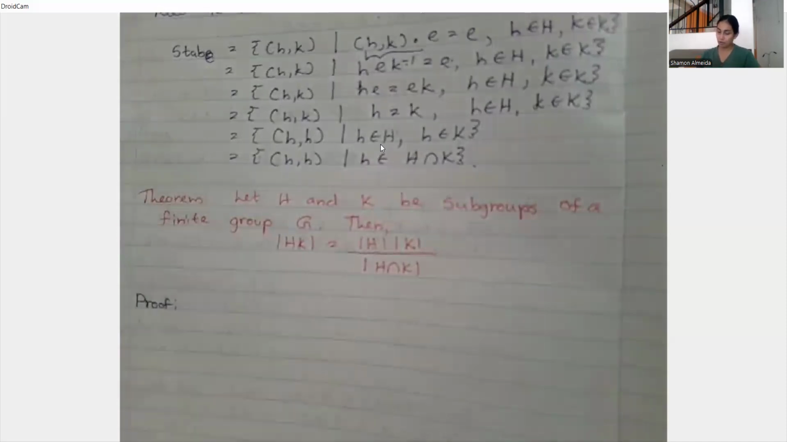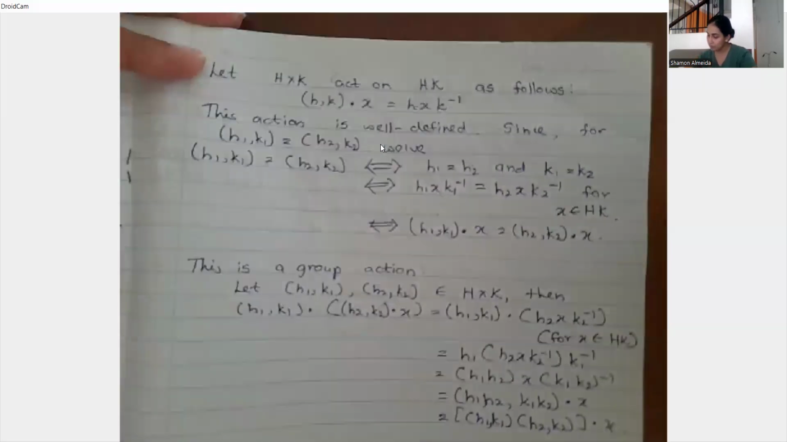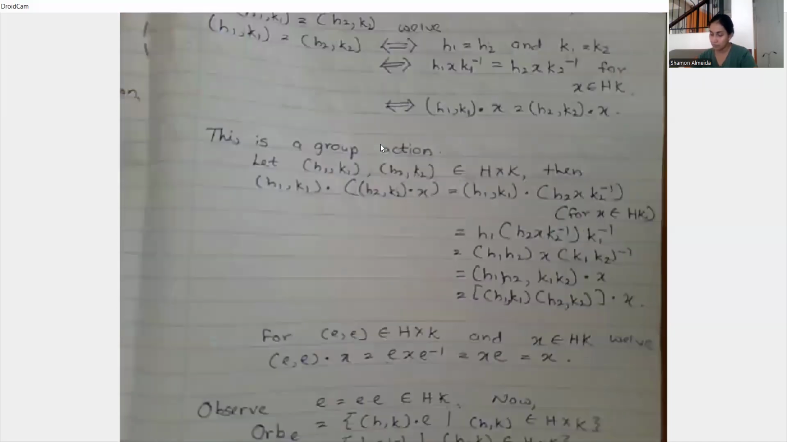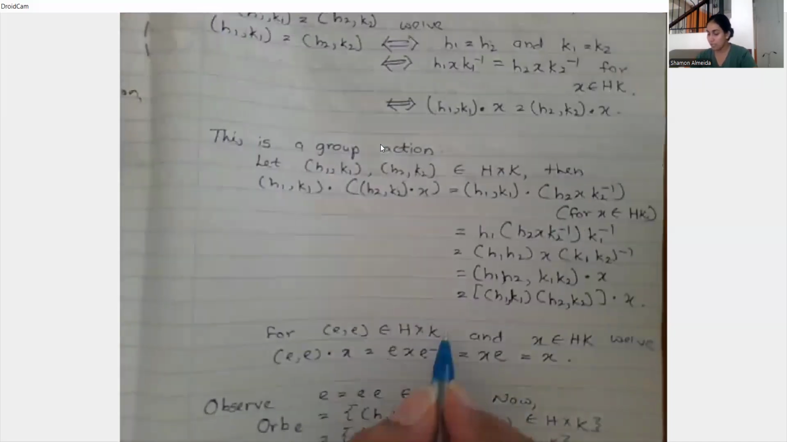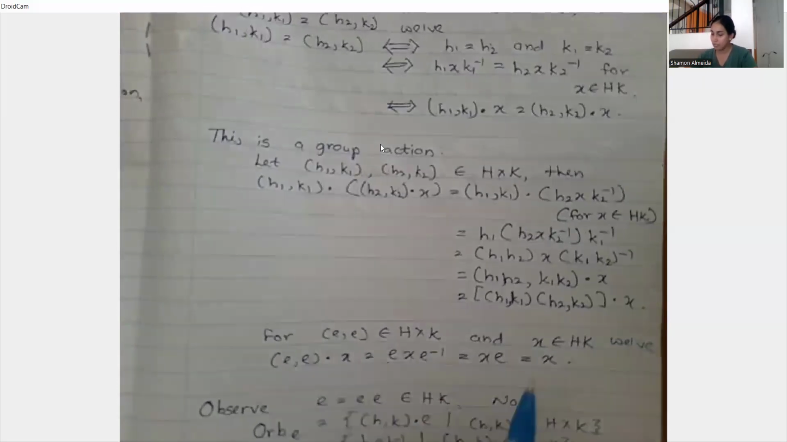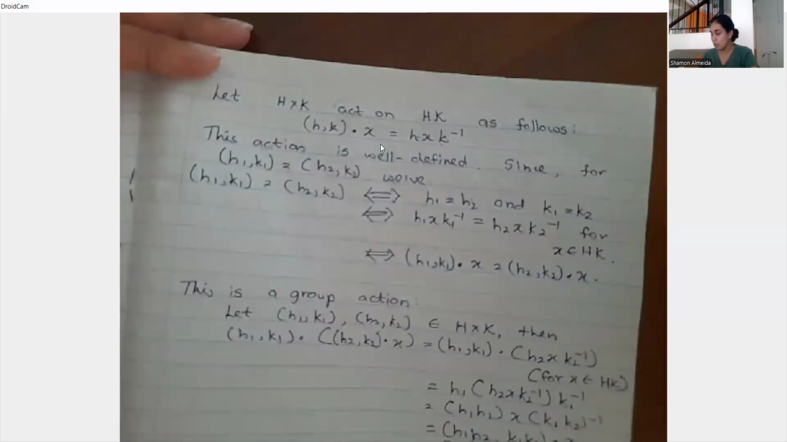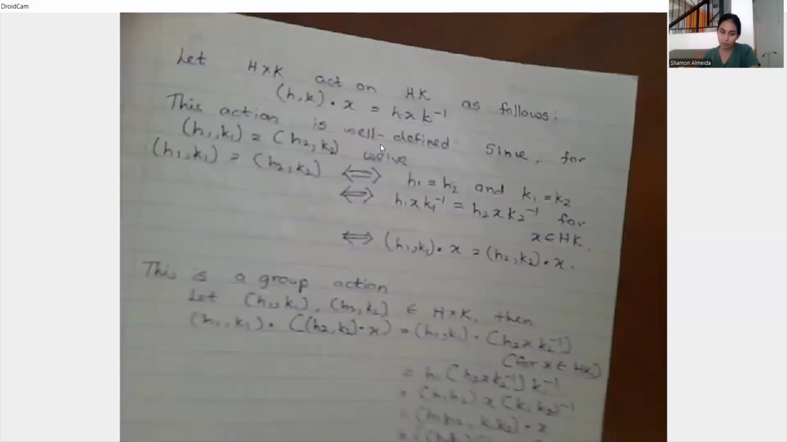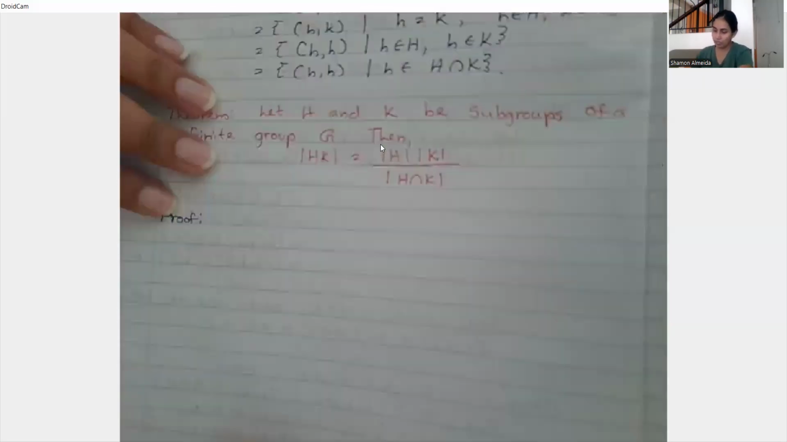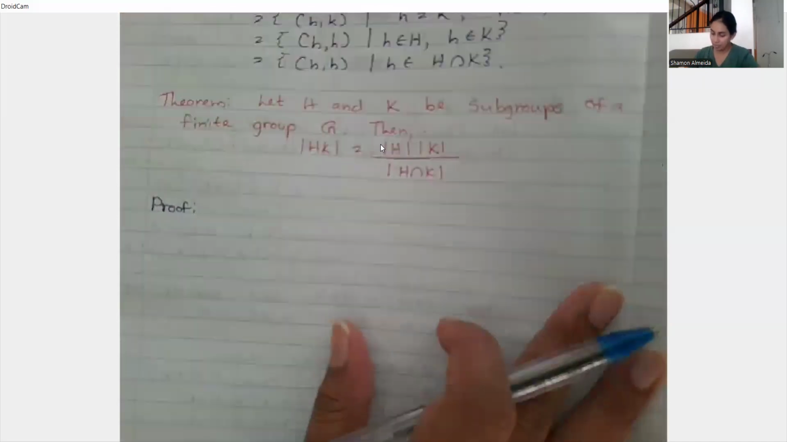Okay, from all that we've done so far, we have defined a group action with the group H cross K, and it acts on HK, which is given by this, right? So this is what we are going to use now to prove this, and we will employ the orbit stabilizer theorem.